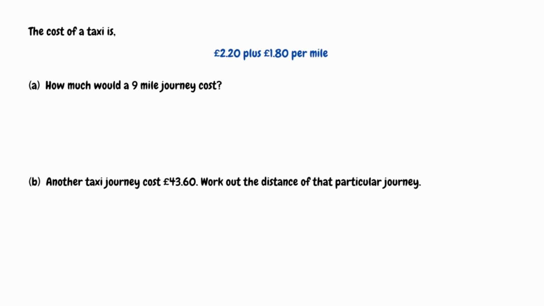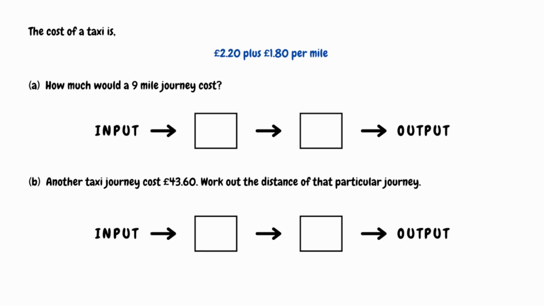And then for this final question, we have that the cost of a taxi is £2.20 plus £1.80 per mile. So again, we can represent this question as a function machine, where we have two steps. The input of our function machine this time is going to be the amount of miles that we cover on our journey, and the output will be the cost for the total trip.